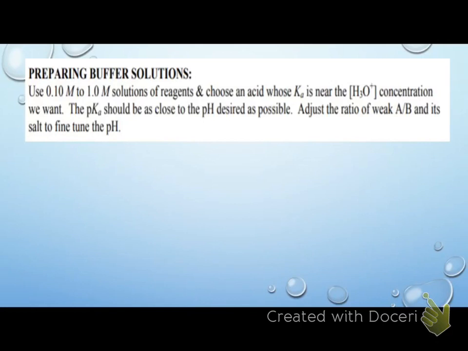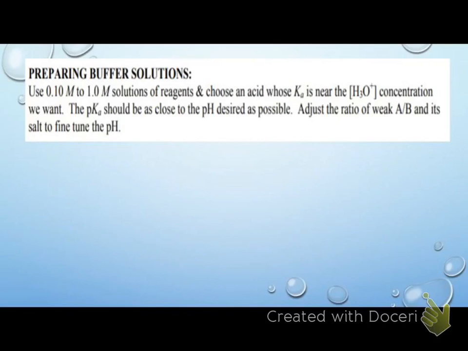So pKa: if pH is the negative log of hydrogen concentration, what do you think pKa is? The negative log of hydroxide concentration. Nope. When I say pH, I'm taking the negative log of the hydrogen concentration. What do you think pKa is? Negative log of Ka. Very good. Yes. The pKa is the negative log of Ka.